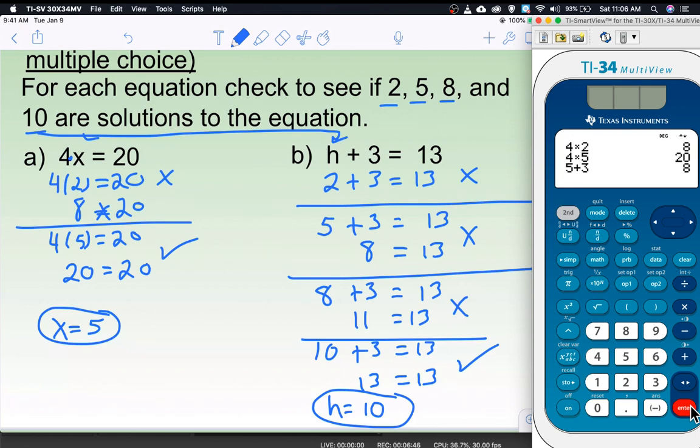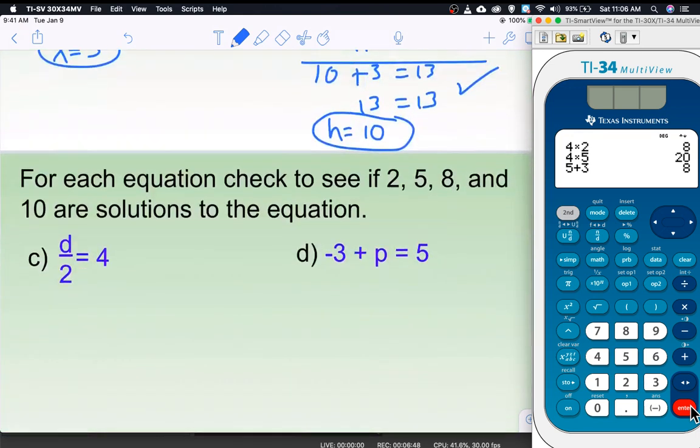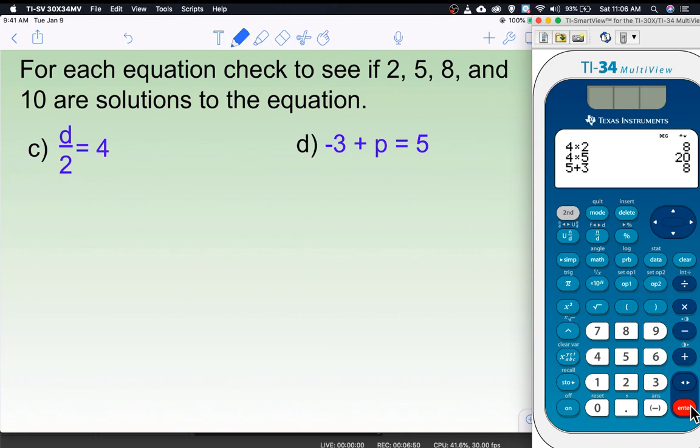Okay, so I've done 2 problems. Now you're going to try 2 problems doing the exact same methods. You're going to take those same numbers, 2, 5, 8, and 10. You're going to plug them into these 2 equations and see if you can find which one is the correct solution. Pause the video, do the problems on your own. When you're ready to continue, hit play, and then we'll go through them together.